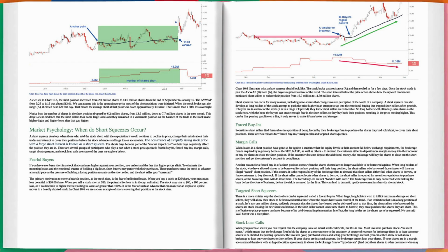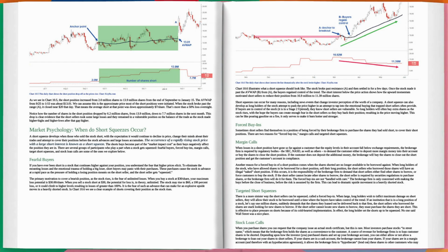Short squeezes can occur for many reasons, including news events that change investor perception of the worth of a company. A short squeeze can also develop as long holders of the stock attempt to push the price higher in an attempt to tap into the emotional buying that trapped short sellers often provide. If buyers are in control of the stock, it is in a stage 2 uptrend. They know short sellers are vulnerable. So long holders will often buy extra shares as the stock rises, with the hope the buyers can create enough fear in the short sellers so they buy back their position, resulting in the price moving higher. This can be like pouring gasoline on a fire. It only serves to make it burn hotter and stronger.